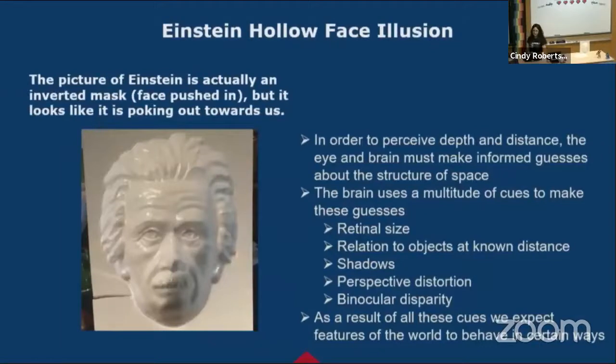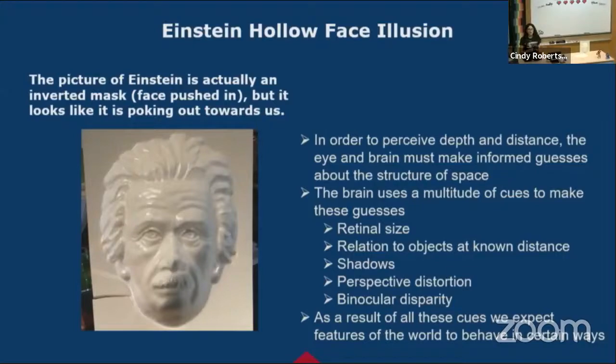So that brings us to the Einstein hollow face illusion. What that is, is a mask of Einstein, and it doesn't have to be Einstein, it could be anybody's face, but in this case, we used Einstein. And instead of his face protruding outward like you would see a normal face, it's actually inverted, so it's like it's punched in. And the illusion is that even though it's inverted, when you're looking with the right lighting and with the right placement where you're standing, it looks like his face is actually protruding outward.